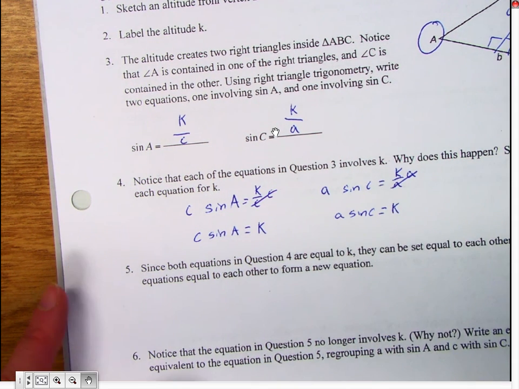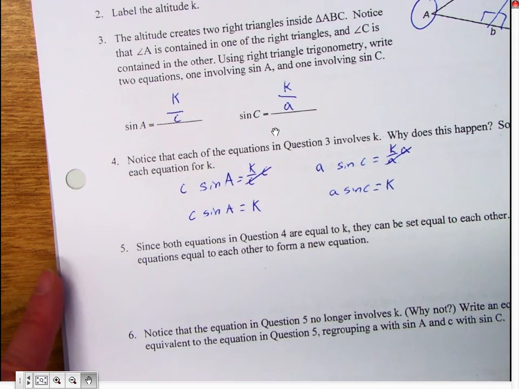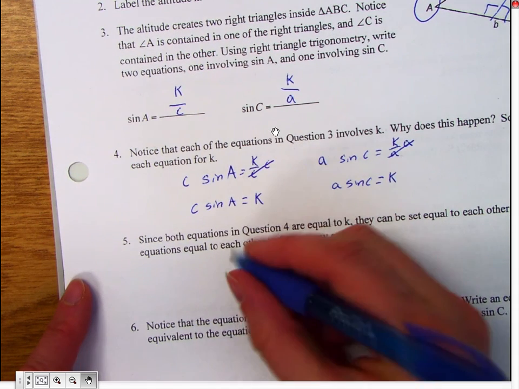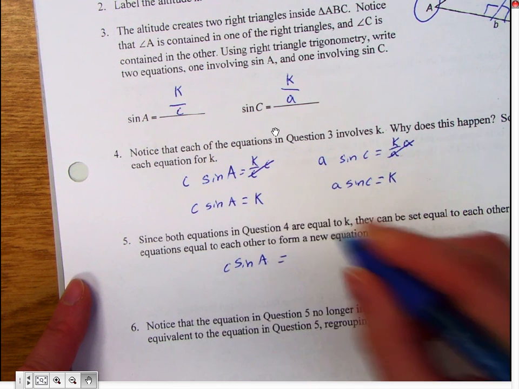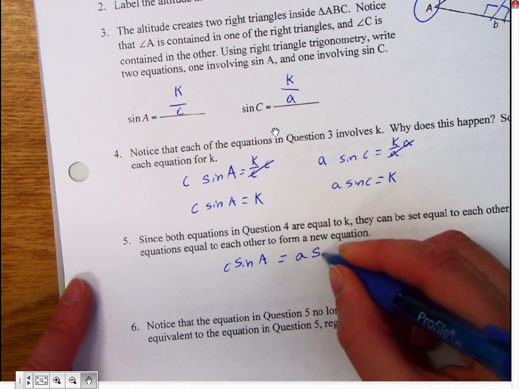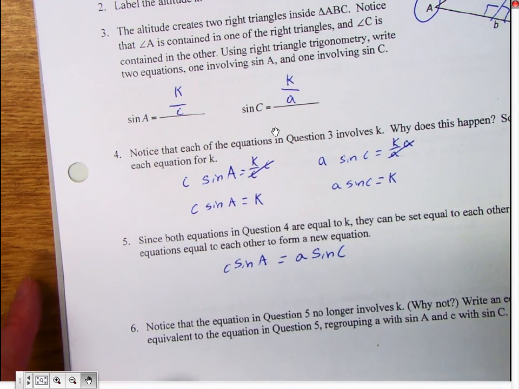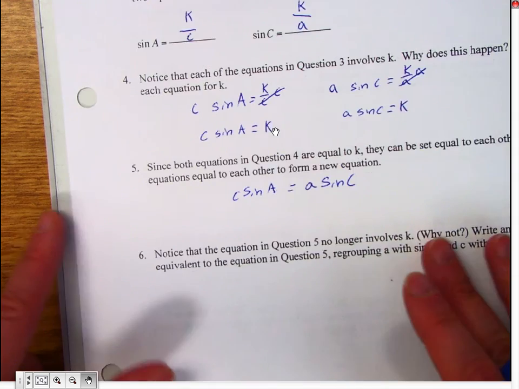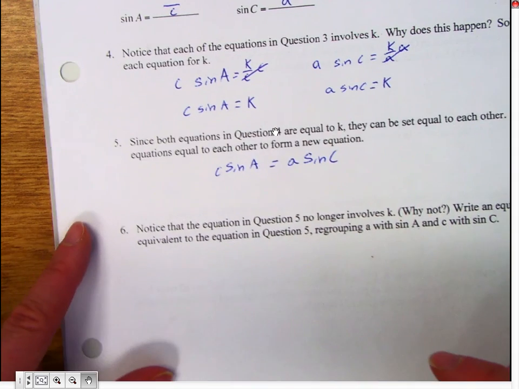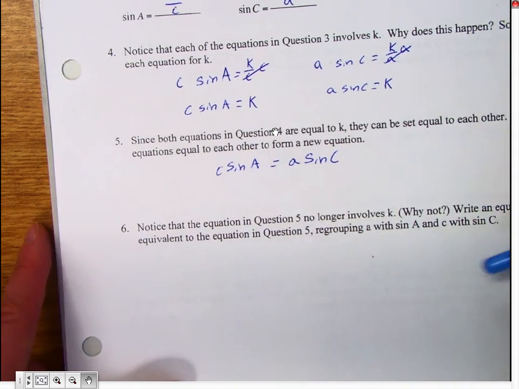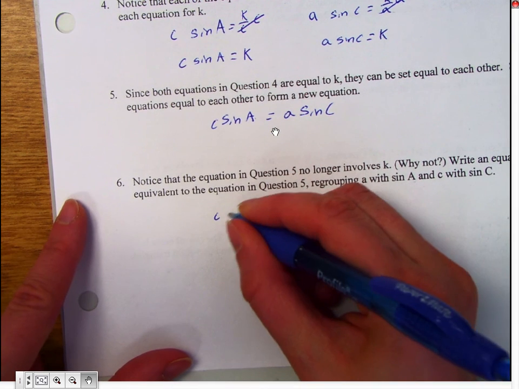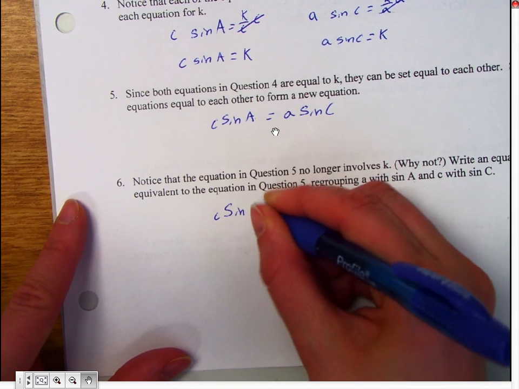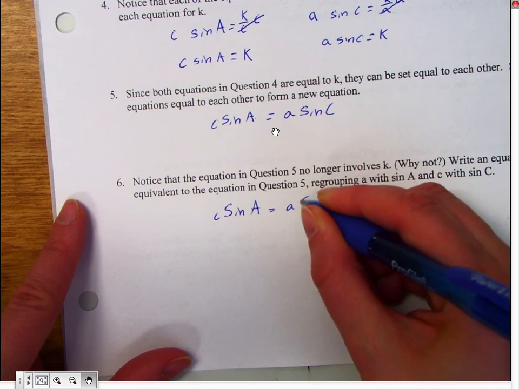My next step is, since they both equal K, they both equal each other. C sine A equals A sine C. My next step is to regroup them so that I have it all by itself. And I'm going to take a few steps to do that at the bottom of my paper. So I'm going to rewrite it first. Little c sine big A equals little a sine big C.